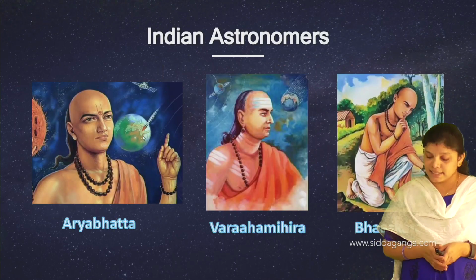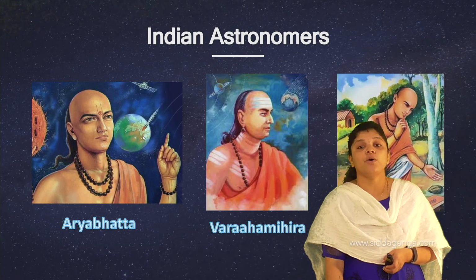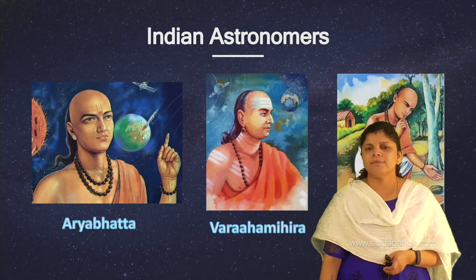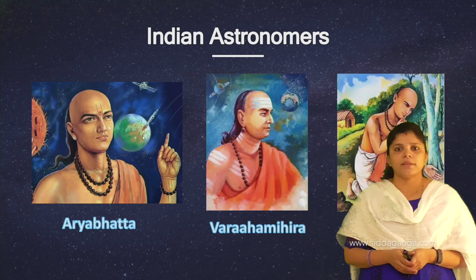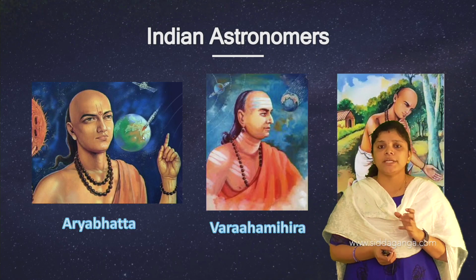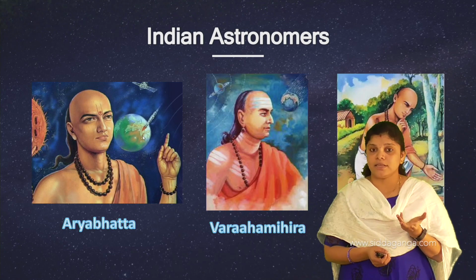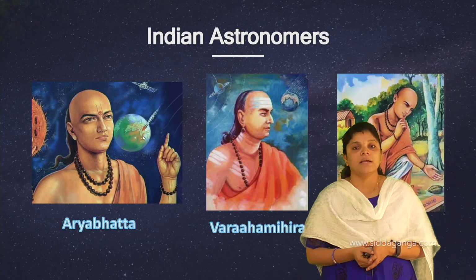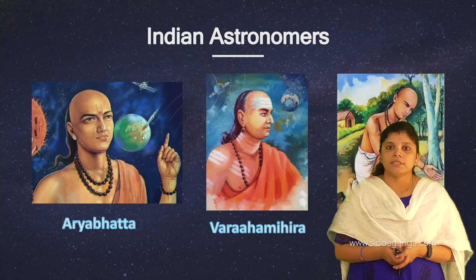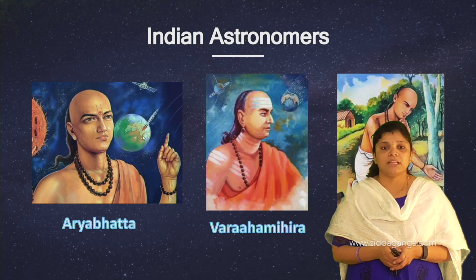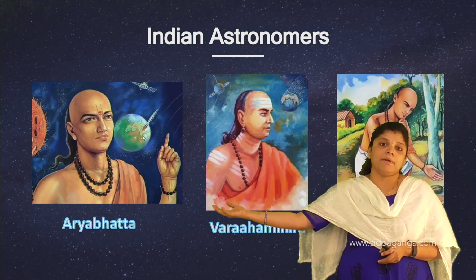Okay. And the next thing is about Indian astronomers. See, the Indian astronomers, see what is meant by astronomers. So astronomers are people who study about the moon, the sun, the planets and the stars. See, these people are called what? Astronomers. Yes, in India there are many famous Indian astronomers. First one is Aryabhatta.